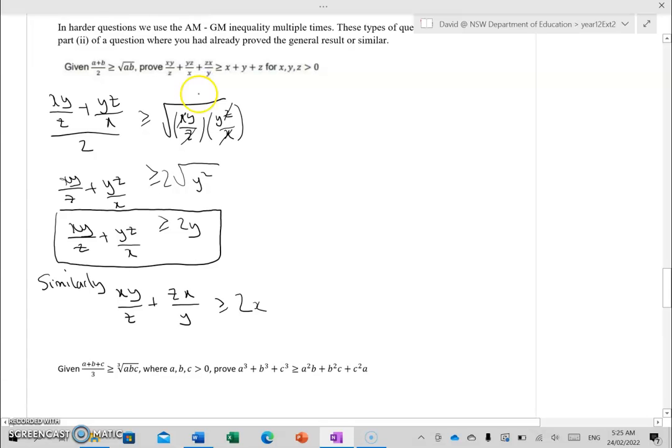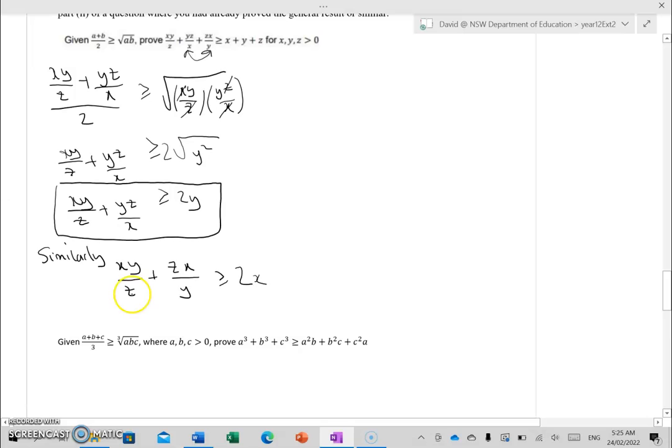So let's consider the second and the third pair. You would have yz on x plus zx on y greater than or equal to, and if you multiply these together, the x's would cancel, the y's would cancel, and you'd be left with a z squared, and when you root it, it'll be z.